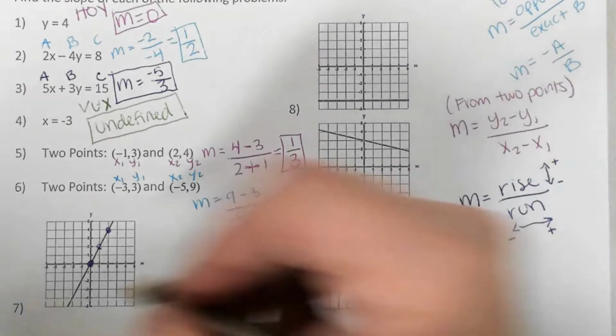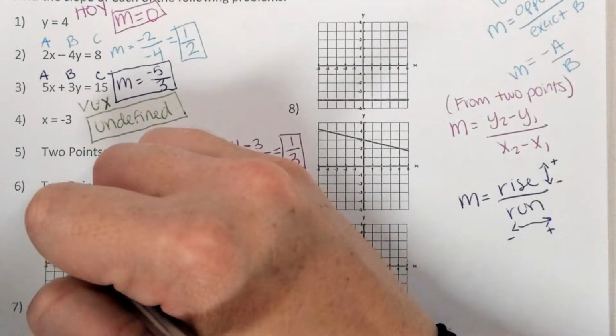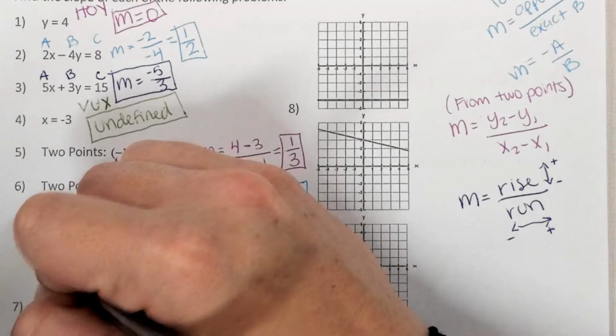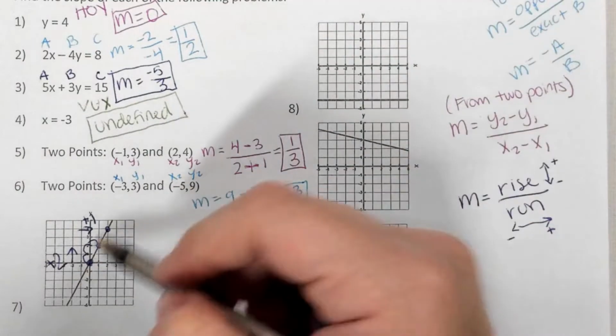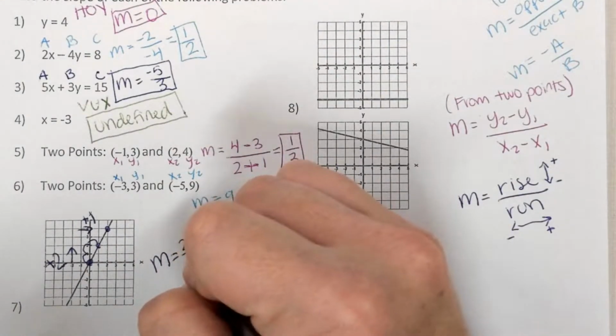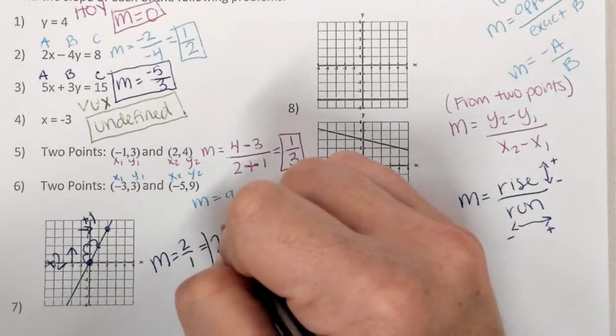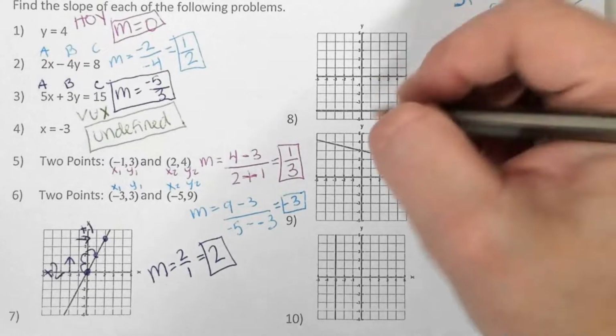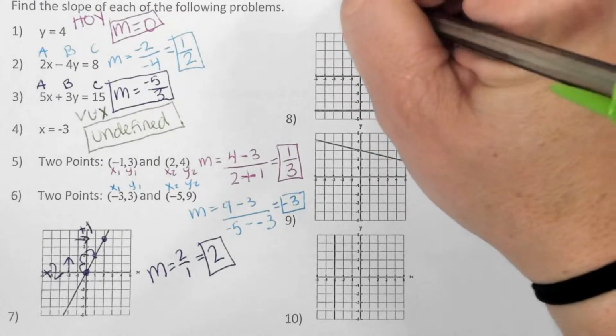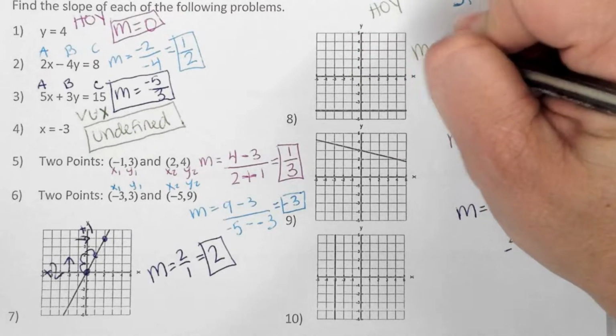So I'm going to rise 1, 2. Rise 2 is positive. I'm going to go right 1, which is also positive, so then it's rise over run, and my slope is 2 over 1, which is just 2. Now if you wrote 2 over 1, that's also correct, and I would not count that wrong. Now 8 is a special case. This is a horizontal line, so again it's HOY, where your slope is 0.